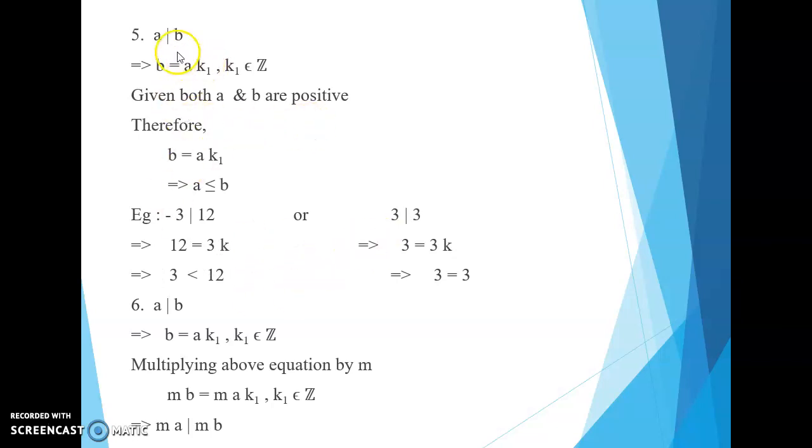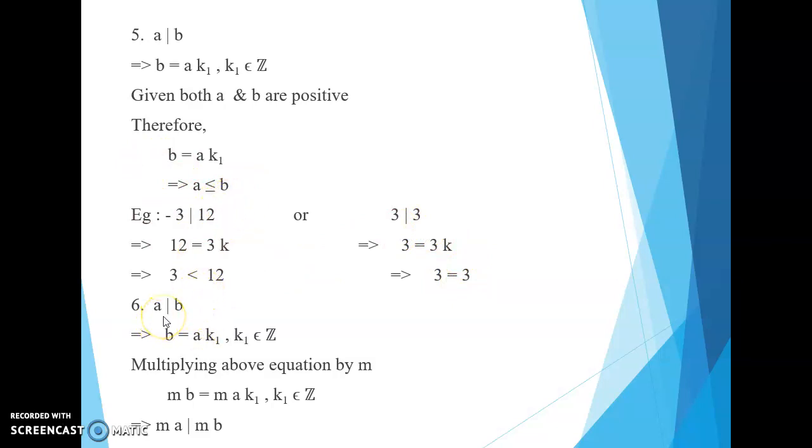The next property which we are having is A divides B. Then we can write B is equal to AK1. Given both A and B are positive, therefore we write A is less than or equal to B. Two inequalities we are having. The same thing I have considered as an example. I take 3 divides 12. 12 can be written as 3 into K, 3 into 4 here. So obviously 3 is less than 12. And if I take 3 divides 3, then I am having 3 is equal to 3K. K in this case is 1. Therefore we are having these two inequalities which I have told you in detail.